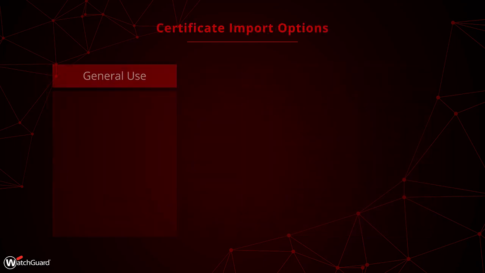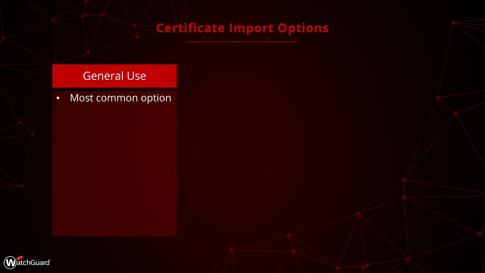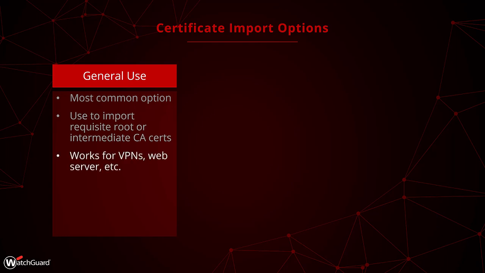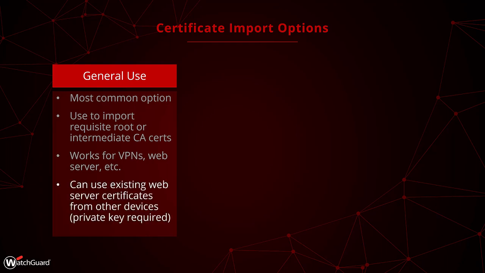When you go to import the certificate onto the Firebox, the wizard will present you with three different options. The first option is by far the most common because it is used to import any kind of CA certificates for any certificate function. That could be any VPN certificates, the Firebox web server certificate. So this can be used to import all of the prerequisites for any certificates. And then of course, if you do have any existing web server certificates from other devices, you can migrate those in and import them using this option. That's assuming, of course, you have the private key for that certificate you're trying to migrate over.